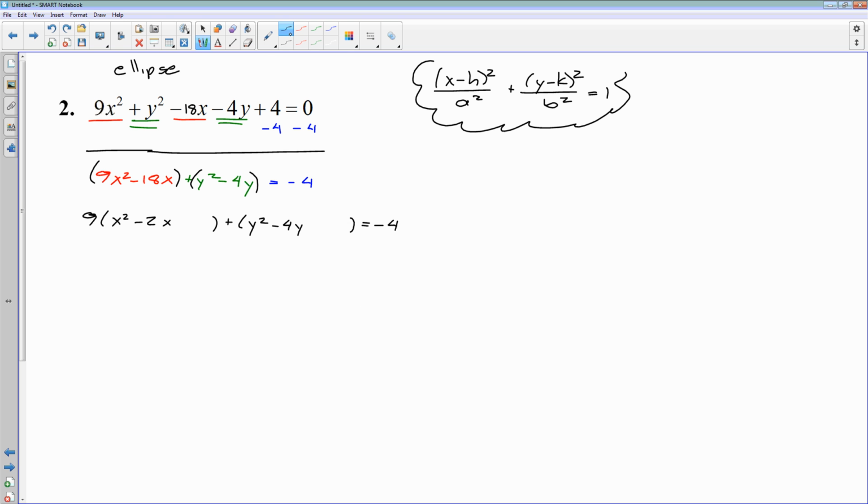Then we have to complete the squares. Half of negative 2 is negative 1. Square that, you get plus 2. Now I added 2 right there, but remember we have to multiply it by that 9, and I actually did a plus 18. So I need to add 18 to this side of the equation. Then right here, half of negative 4 is negative 2. Square that, you get positive 4. And so then I will add 4 to this side of the equation.